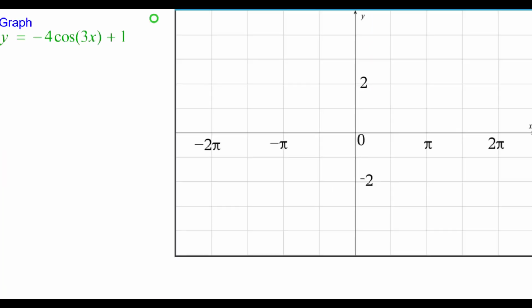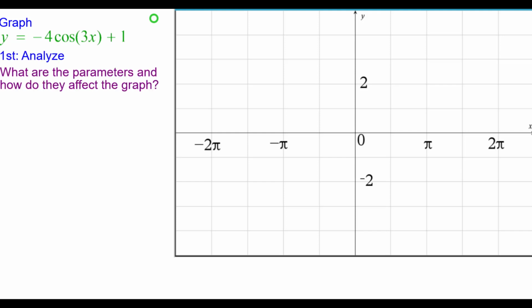Graph y equals -4 times the cosine of 3x plus 1. First, we're going to analyze this. What are the parameters and how do they affect the graph? Turns out that there are 4 parameters here: an opposite sign, a 4, a 3, and a plus 1.